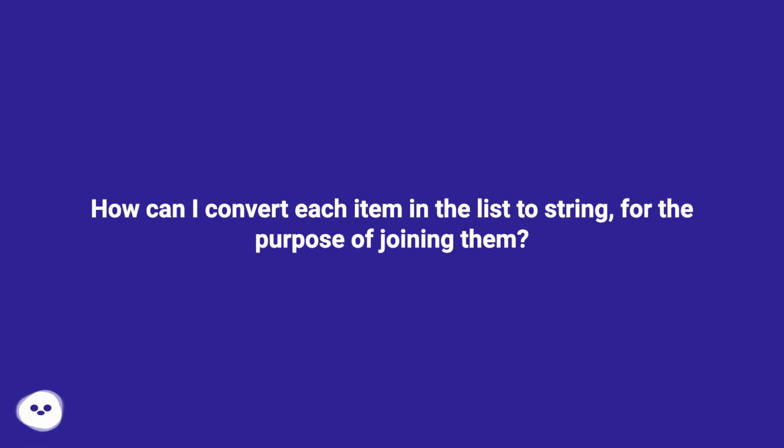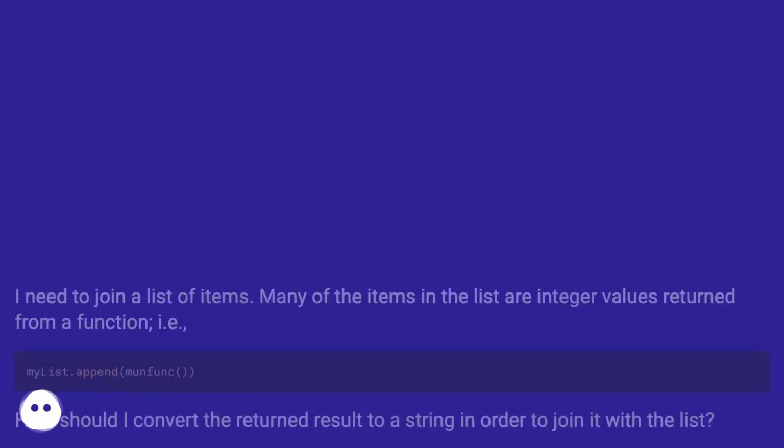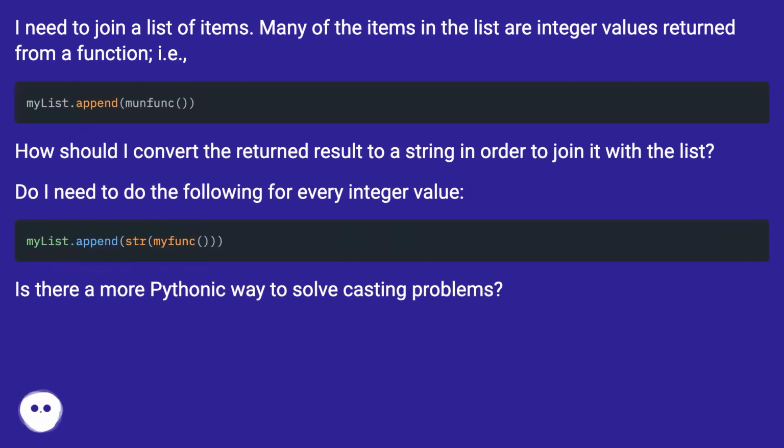How can I convert each item in the list to string for the purpose of joining them? I need to join a list of items. Many of the items in the list are integer values returned from a function. How should I convert the returned result to a string in order to join it with the list? Do I need to do the following for every integer value? Is there a more Pythonic way to solve casting problems?